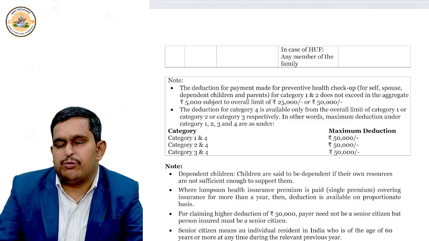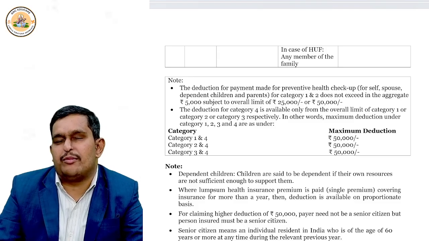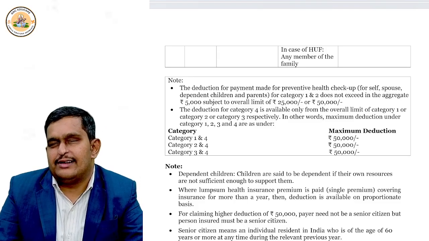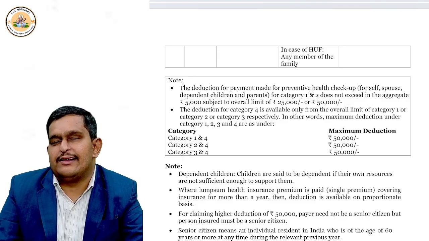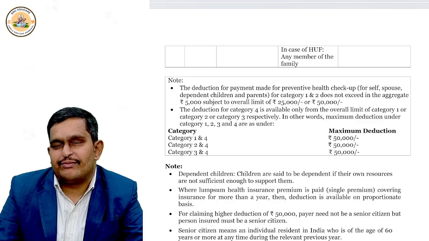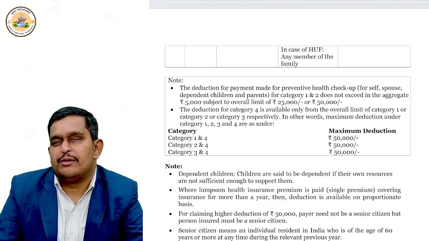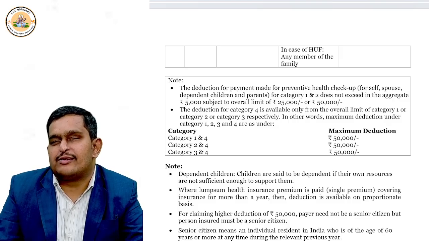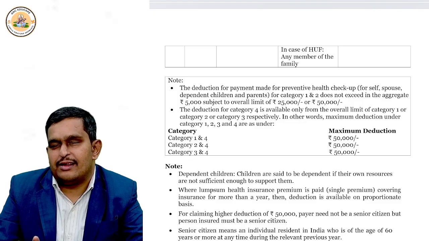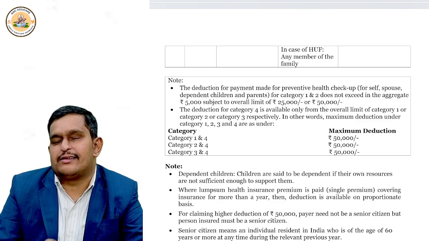We discussed these 4 categories and it's very easy to remember also. Right? In all the 4 categories, the numbers are same. Right? Actual amount or 25,000, whichever is lower. But once a senior citizen comes, this 25,000 is replaced by 50. That's it. Okay. We understood all this.